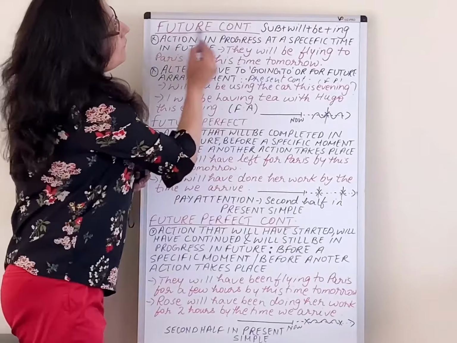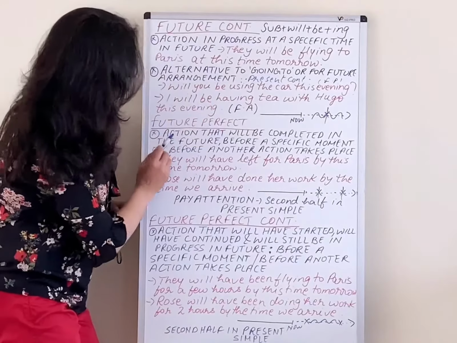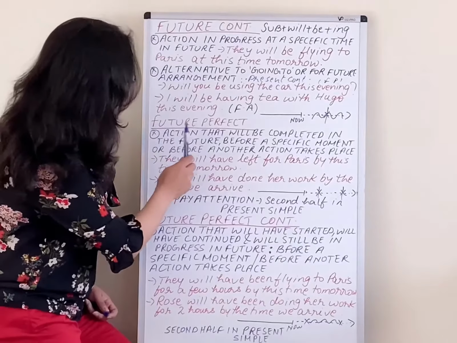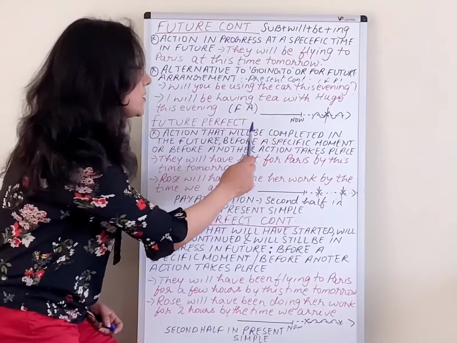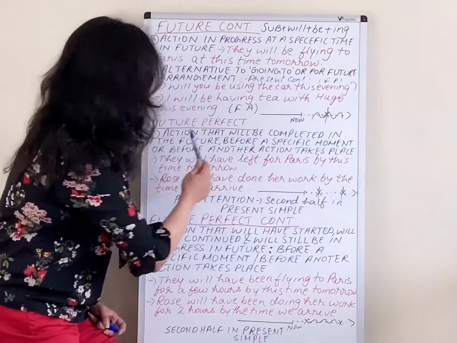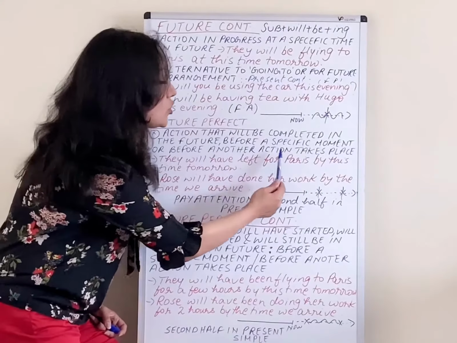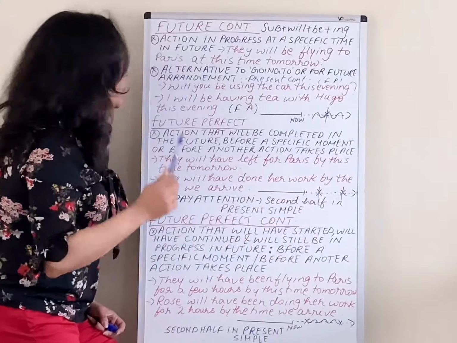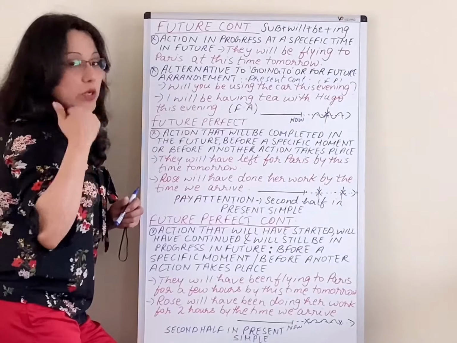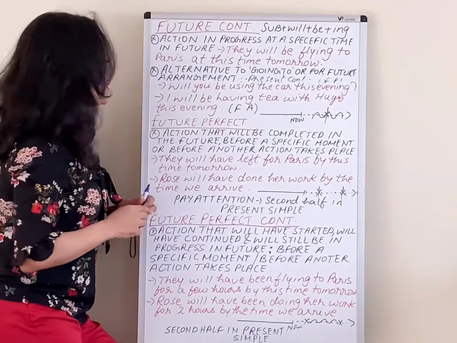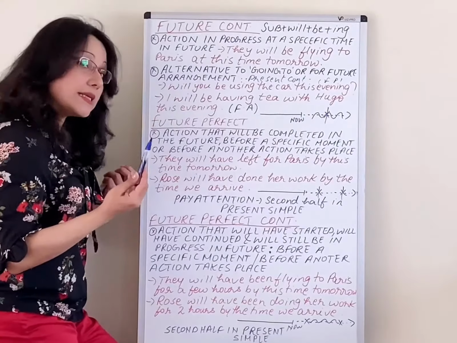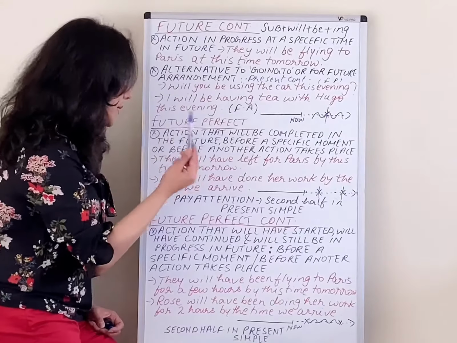Okay? Future continuous. Looking at the second, which is your future perfect. Now, what do we use future perfect for? We say an action that will be completed in the future before a specific moment or before another action takes place. What do we mean by that? Always remember, I've been telling you when we looked at present tense and past tense, with perfect tenses we are talking about completed actions. And the same goes for future, but how is it different?